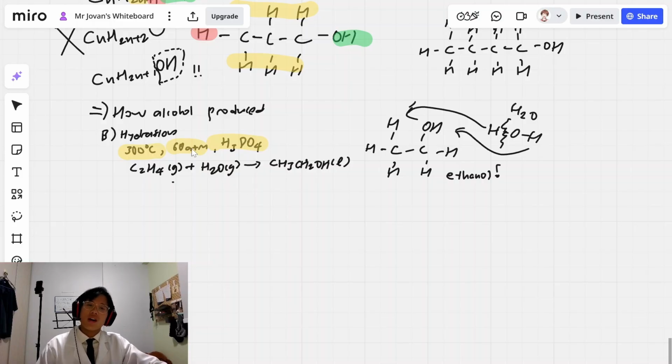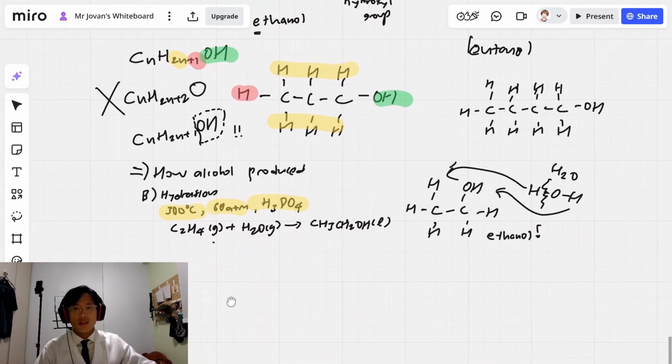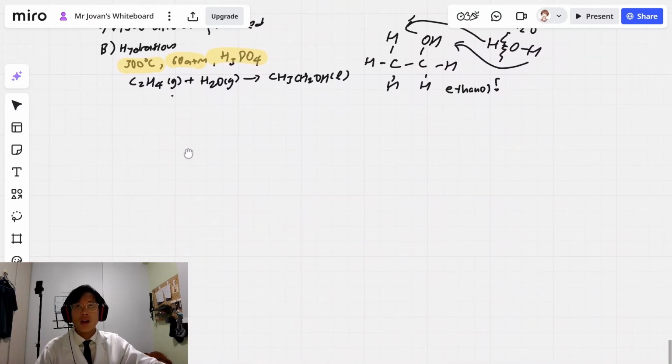We learned hydration. I add water because I'm hydrated. I add water into an alkene to get an alcohol. Simple. Now, what else do we need to know about alcohols? Okay, this is going to be a bit more complicated, so please stand by.